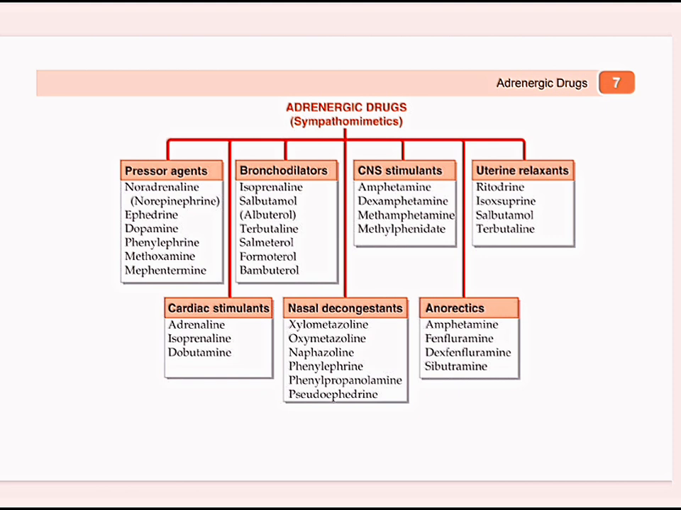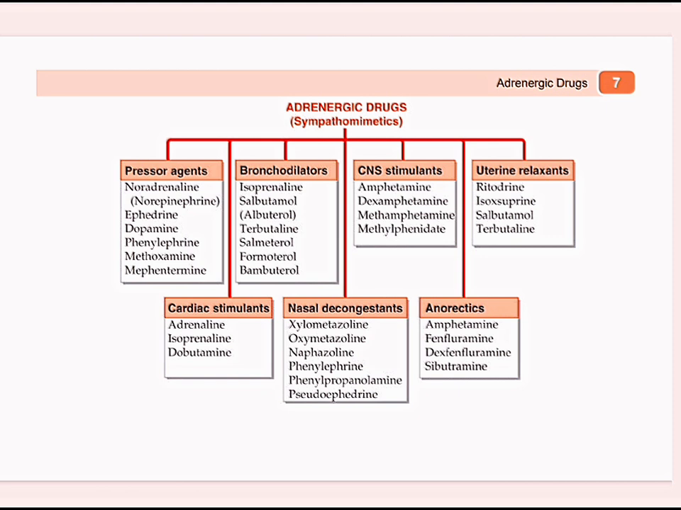First one is the pressor agents, that is noradrenaline, ephedrine, dopamine, phenylephrine, methoxamine and mephentermine. All these are the pressor agents. While the next one is the bronchodilators. It includes isoprenaline, salbutamol, terbutaline, salmeterol, formoterol and bambuterol.